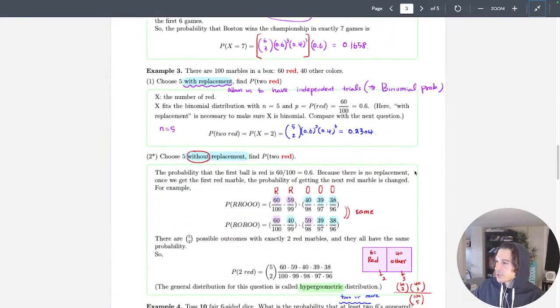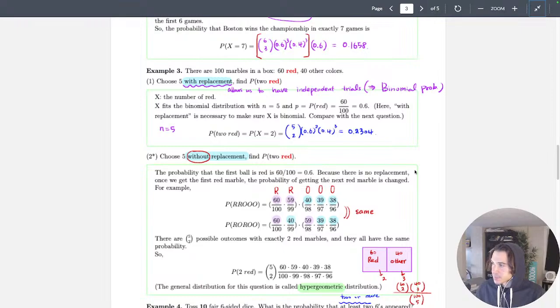Let's read example 3. There are 100 marbles in a box, 60 red, 40 other colors. Choose 5 with replacement. So we already know that with replacement means we're going to be doing a binomial, right? No, we don't know, I just read that. Choose 5 with replacement, which allows us to have independent trials. Okay, that makes sense. So binomial probability. Find the probability of 2 red. So X is the number of red. X fits the binomial distribution with n equals 5 and p equals the probability of red equals 60 over 100 equals 0.6.